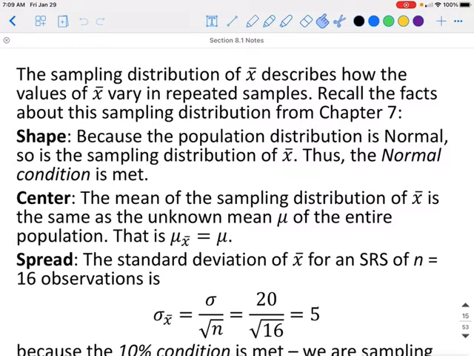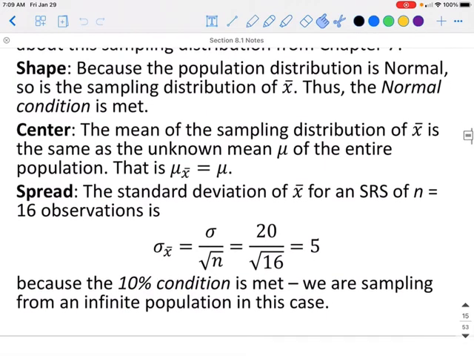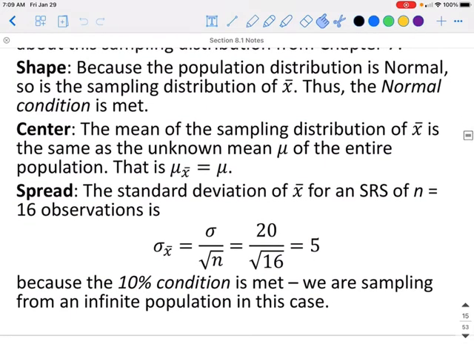Recall the facts about the sampling distribution from Chapter 7. The shape: because the population distribution is normal, so is the sampling distribution of x bar. Thus, the normal condition is met. The center: the mean of our sampling distribution of x bar is the same as the unknown mean mu of the entire population, or the mean of all of our sample means will equal the mean of the population. The standard deviation of x bar for a simple random sample of size n equals 16 observations.